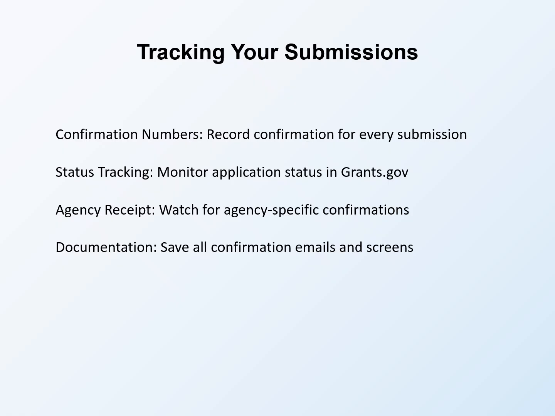After submission, your application goes through validation steps before being forwarded to the agency. Tracking status helps you identify any problems that arise and confirms your application is progressing normally. Agency receipt confirmations may come separately from grants.gov confirmation. Some agencies send their own acknowledgement when they receive and begin processing your application. Watch for these communications and follow any instructions they contain. Different agencies have different practices for acknowledging receipt.